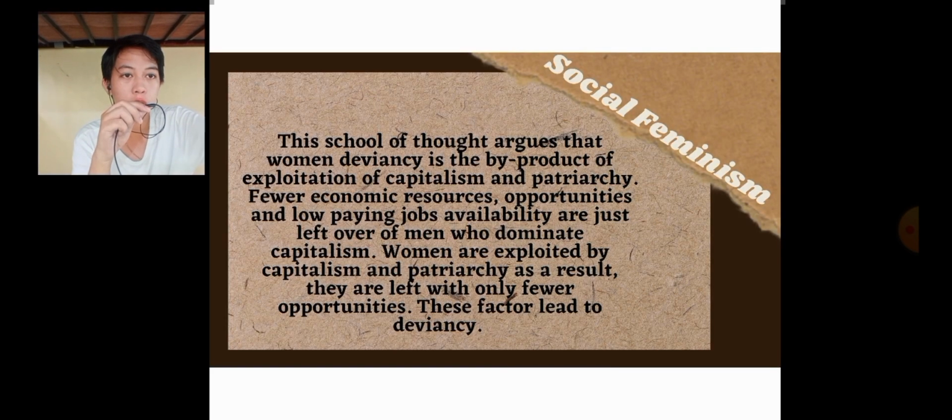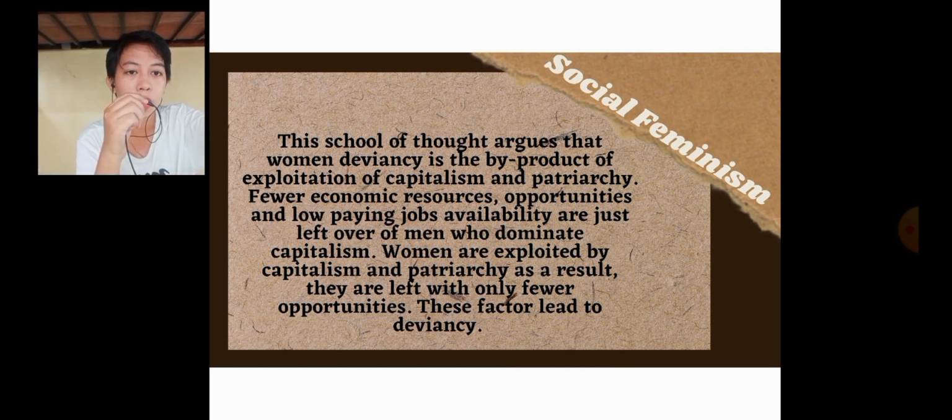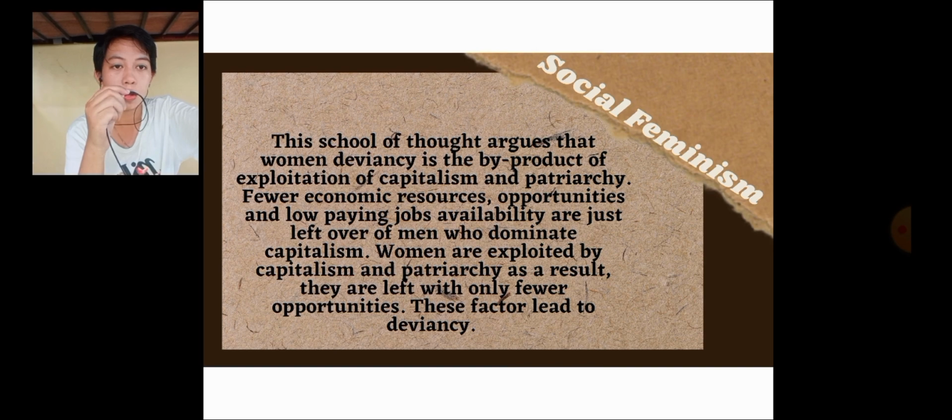So the third one is social feminism. This school of thought argues that women's deviancy is the byproduct of the exploitation of capitalism and patriarchy. Fewer economic resources, opportunities, and low-paying jobs are just leftovers of men who dominate capitalism. Women are exploited by capitalism and patriarchy. As a result, they are left with fewer opportunities. This factor leads to deviancy. So that would be all.